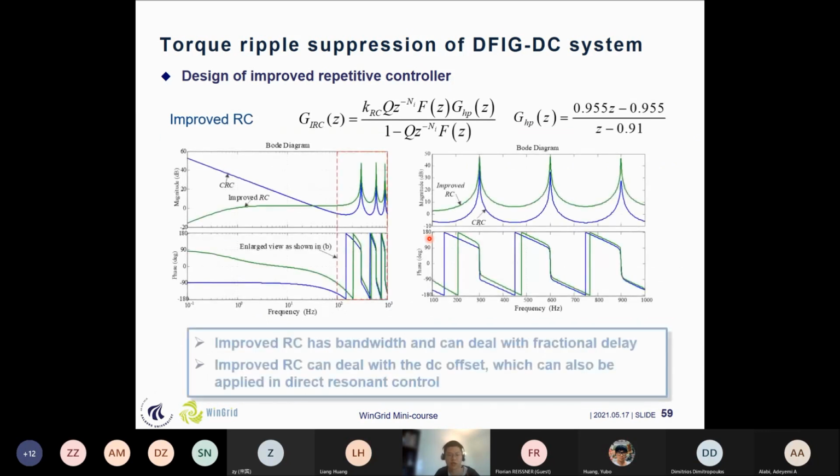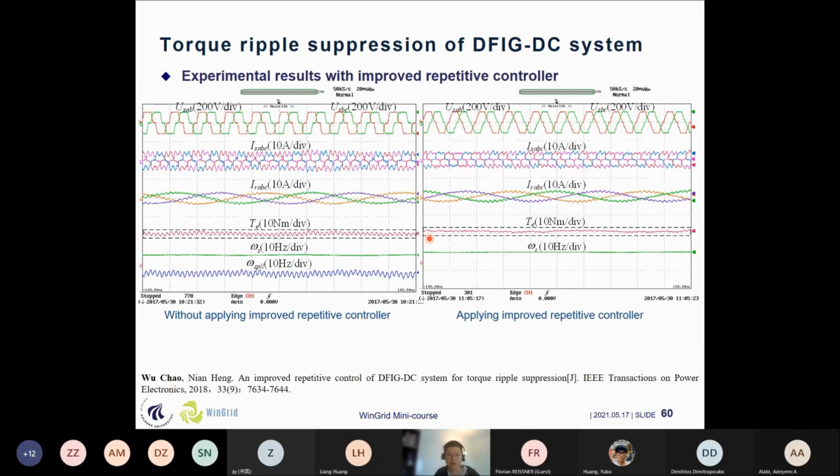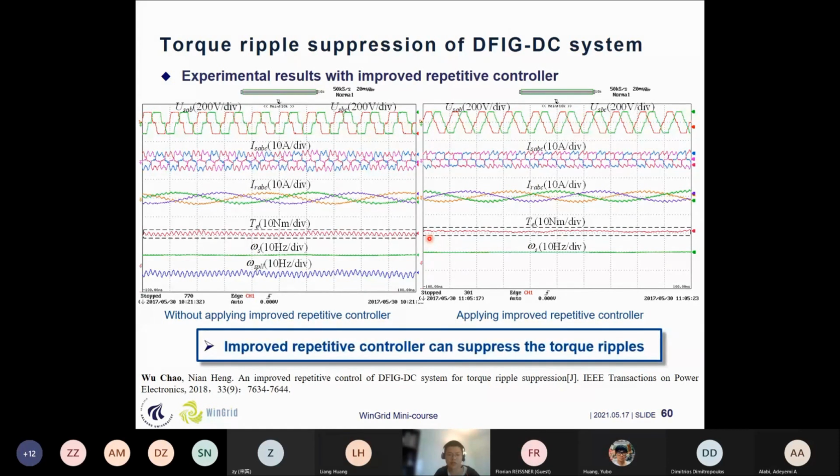I don't want to go into the details here. And this is the result. We can see that the improved repetitive control can suppress the torque ripples very well.